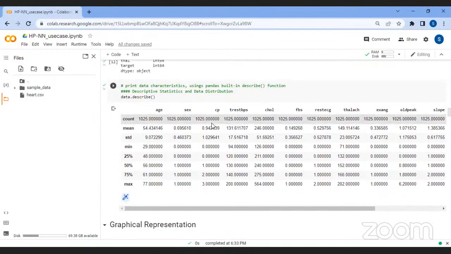Then we have done some descriptive analysis, where we have found the minimum age is 29 and maximum age is 77. So these are some details we have found in our descriptive analysis.